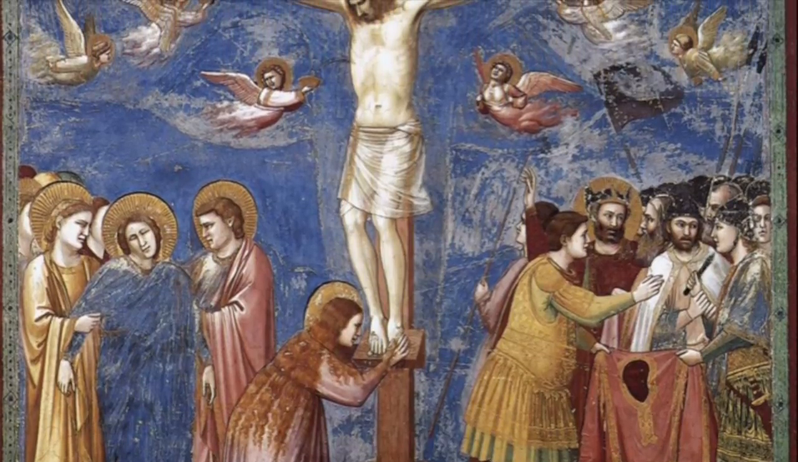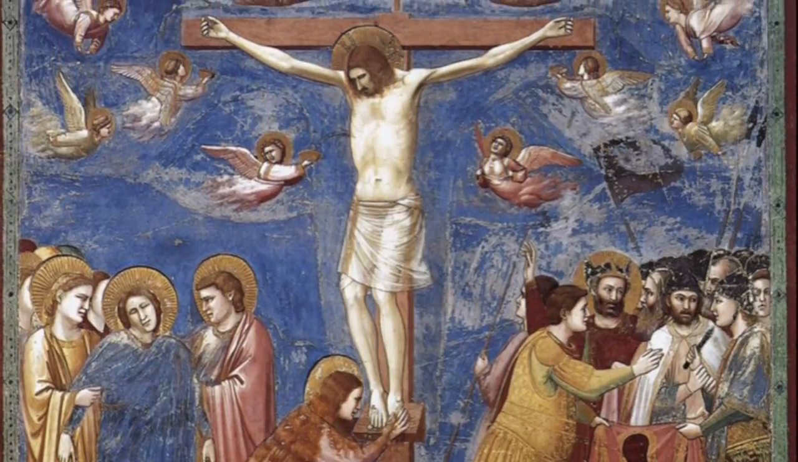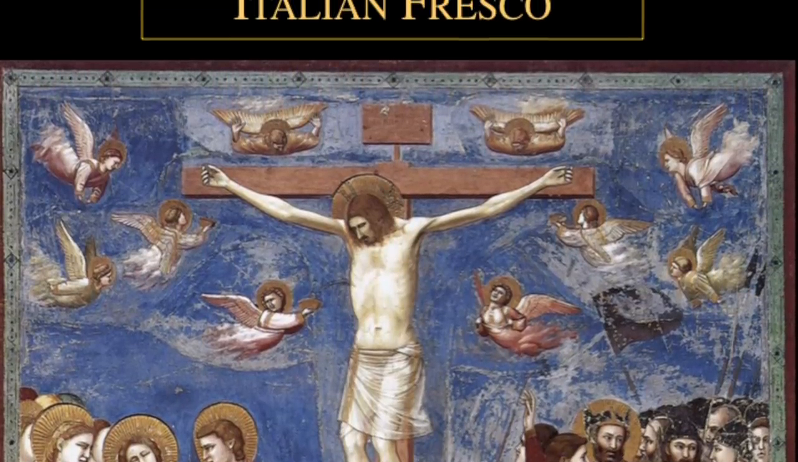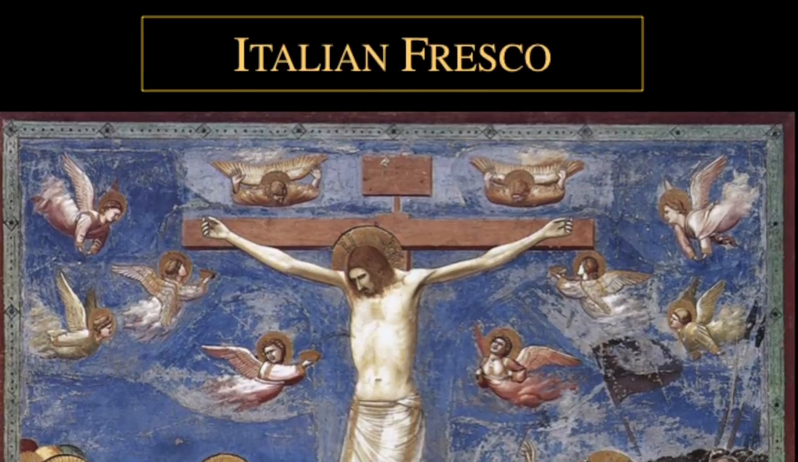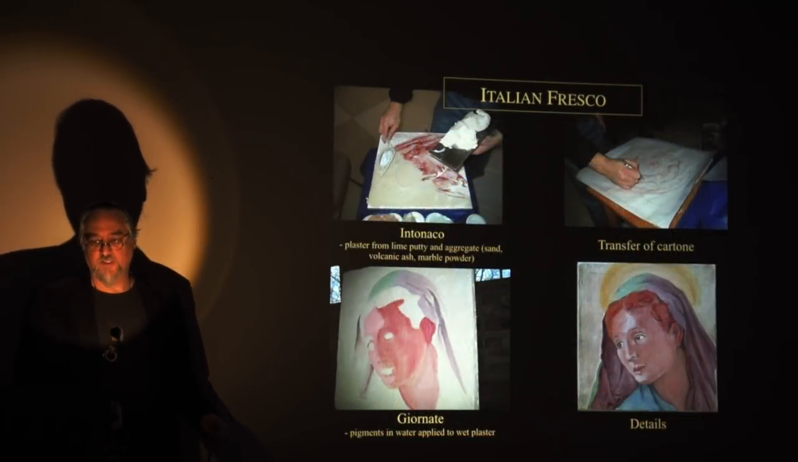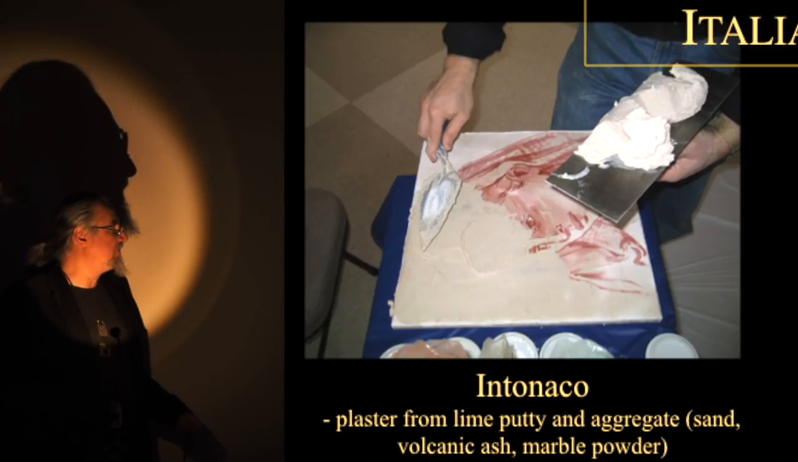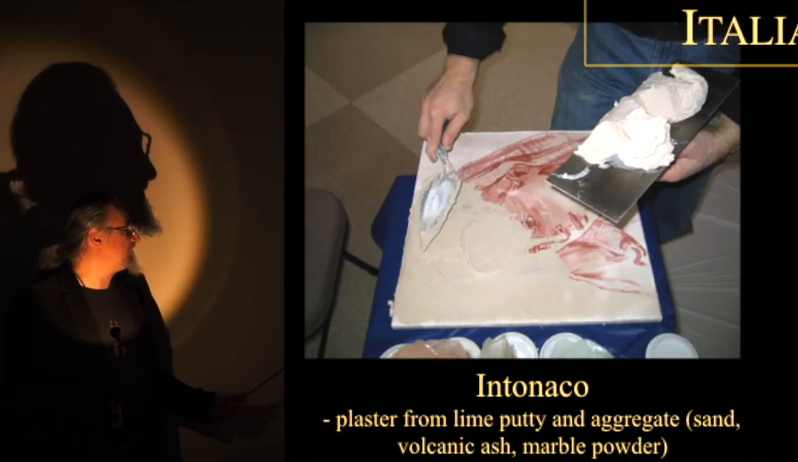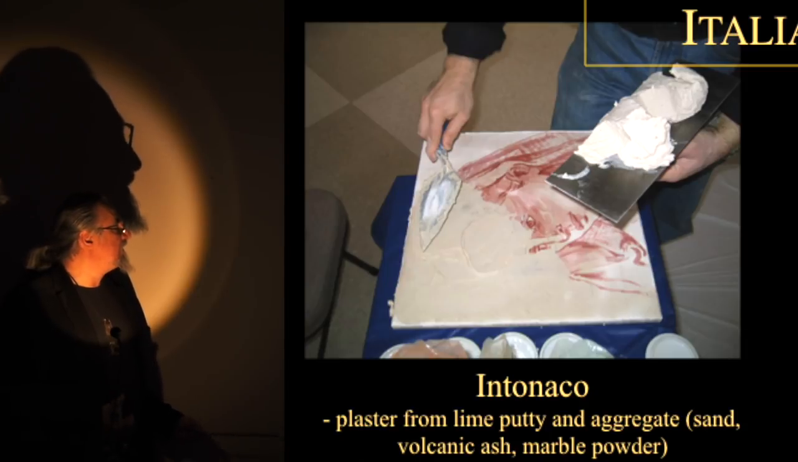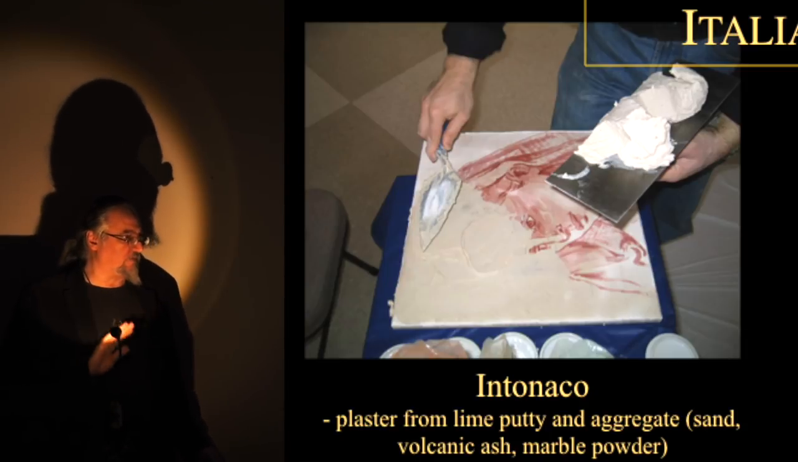Now we come to painting proper, and during the Italian Renaissance, the most popular form of painting was fresco. This did not really occur in the northern part of Europe above the Alps because of the dampness of the walls. But in the southern part, you could use fresco. You begin with the intonaco, which is a kind of plaster made from lime putty, and you add in sand or volcanic ash or perhaps marble powder to thicken it. And then you put that on the wall.